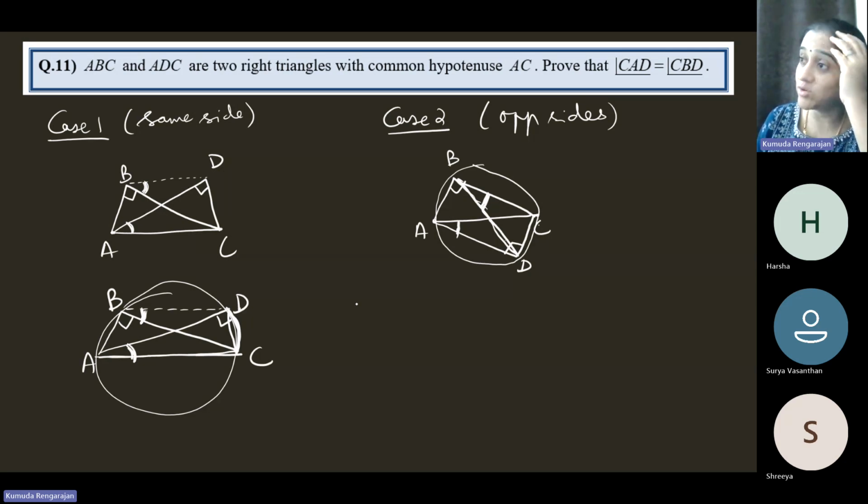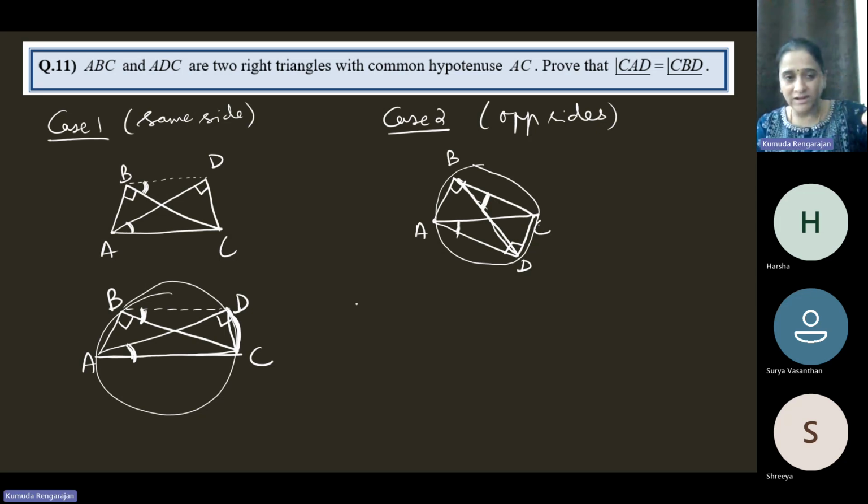You should prove that you can draw a circle passing through those 4 points, right? To prove CAD is equal to CBD because angles in the same segment of a circle are equal, you need a circle. So in the first case, you can draw a circle.